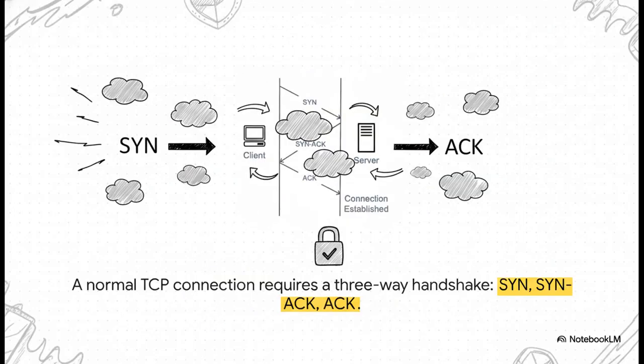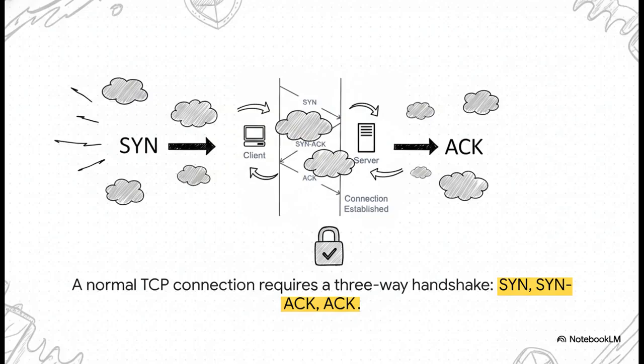Okay, to get why one of the most common attacks works, we first need to see how a normal connection is made. It's called the three-way handshake, and it's pretty simple. Your computer sends a SYN packet. That's like saying, "Hey, can we talk?" The server replies with a SYN ACK, which is like, "Sure, I hear you." Then your computer sends back a final ACK to say, "Great, let's connect."